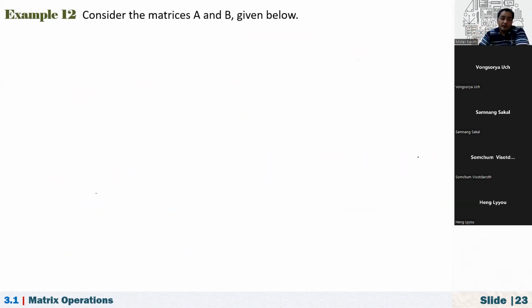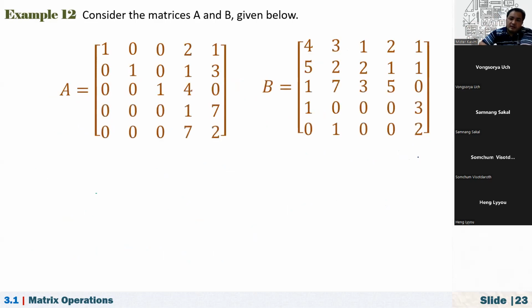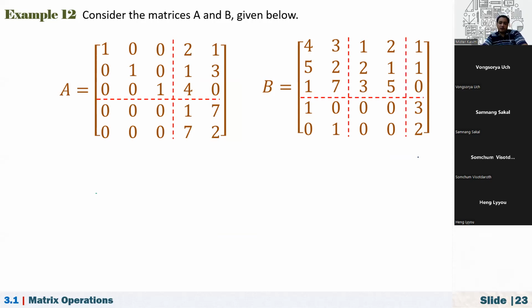Example 12. Consider the matrices A and B given below. Suppose that we have to partition these. What we are going to do is introduce some vertical and horizontal lines, and we can partition them in this way. Why? Because if you notice, in A, at the top left corner, we have an identity matrix, and at the bottom, zeros. And in B, we have an arbitrary matrix at the top, but at the bottom, 1, 0, 0, 1 is an identity matrix, and the 0, 0 is a zero block.